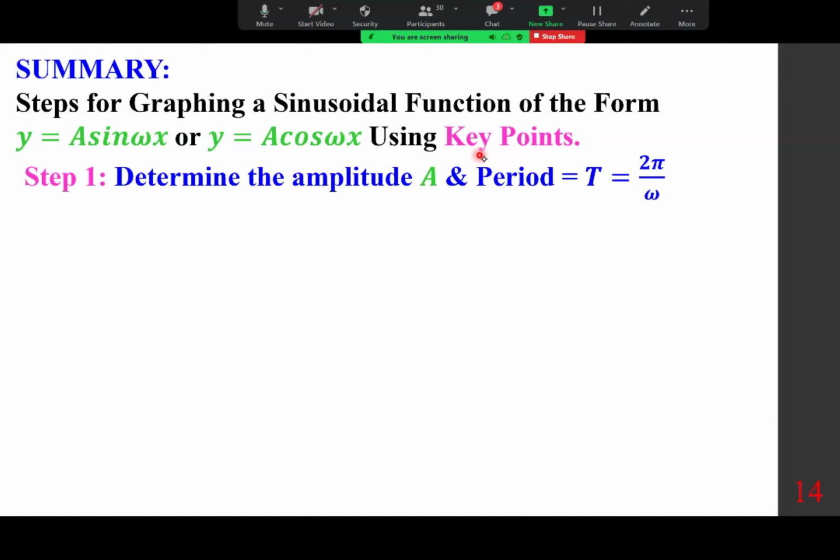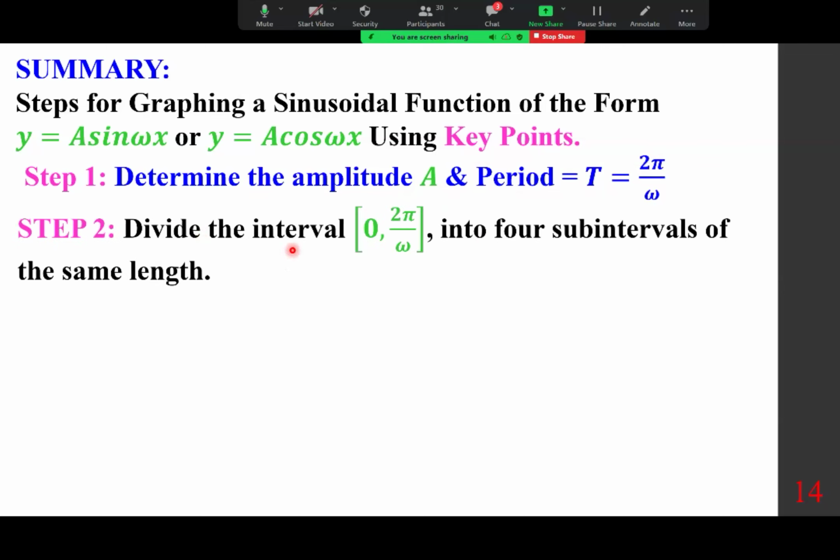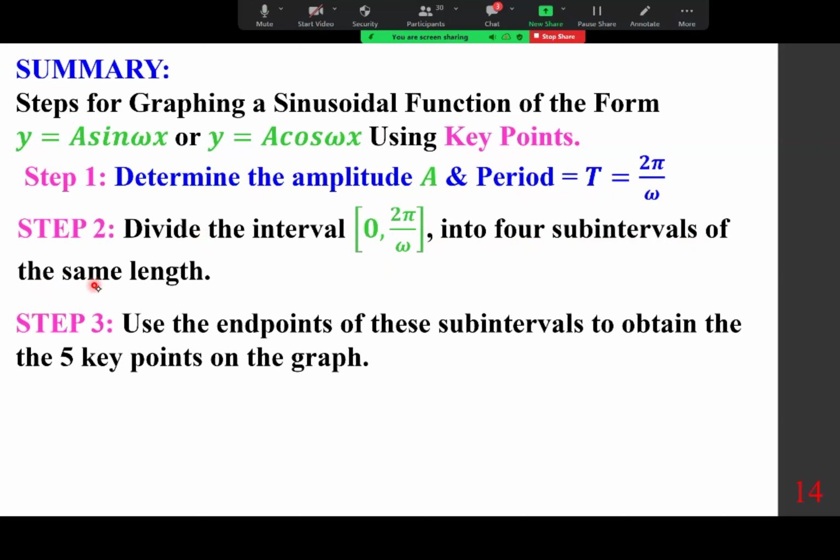Step 1. Determine the amplitude A and period T equals 2 pi over omega. So figure those two values first. When T is 2 pi over omega, divide this interval into 4 subintervals of the same length. Use the endpoints of these subintervals to obtain the 5 key points on the graph. The idea behind the 5 key points is to give you 4 arcs.